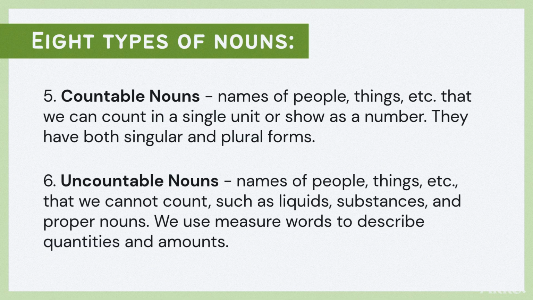Uncountable nouns are the opposite. They are the things that we cannot count, like liquids, substances, and proper nouns. We can use measure words to show them as a number. Rice is uncountable. Let's use a measure word, sack of. So we can say, I need a sack of rice.